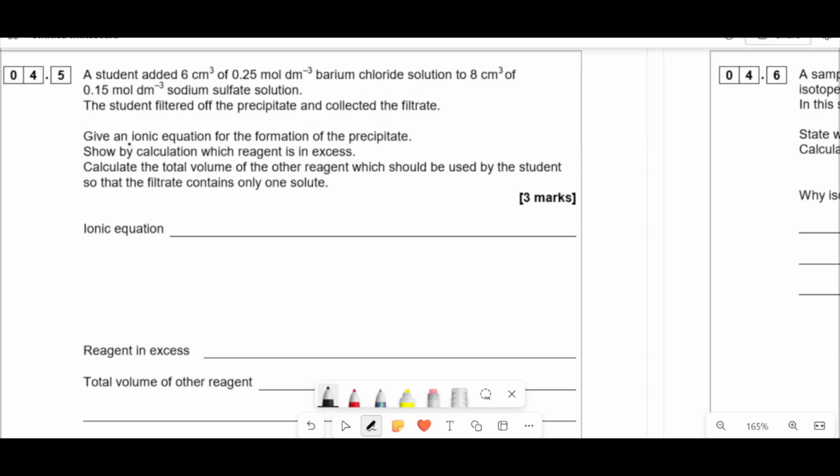The student added 6 cm³ of barium chloride to 8 cm³ of sodium sulfate, and then they filtered out the precipitate and collected it. Write an ionic equation for the formula of the precipitate. And it says, show by calculation which is in excess, and then calculate the total volume of the other reagent that should have been used if the filtrate contains only one solute.